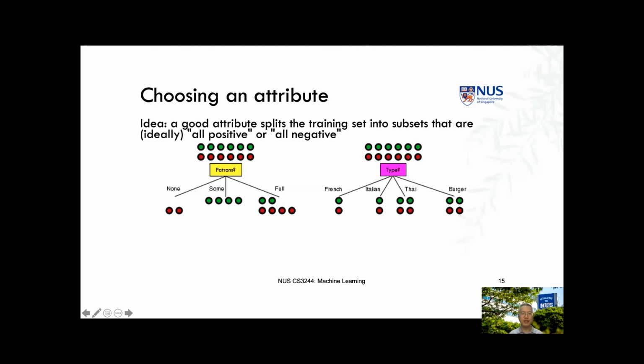The other thing you can do is decide based on the type, like whether it's French cuisine, Italian cuisine, Thai, or American burgers.